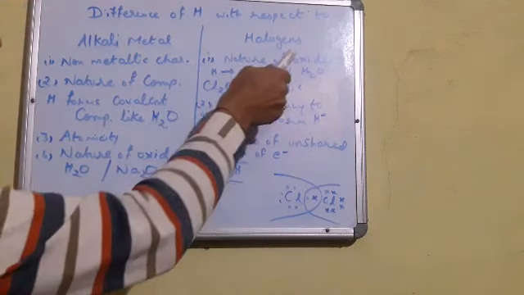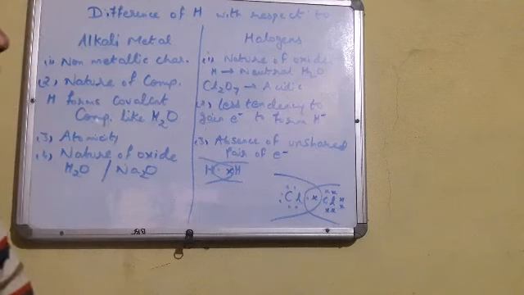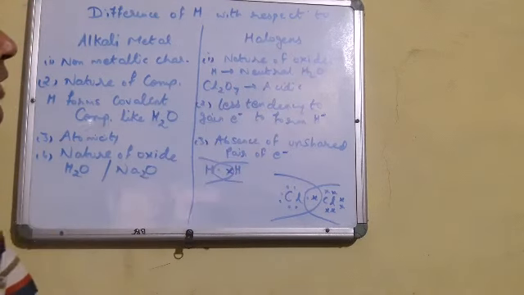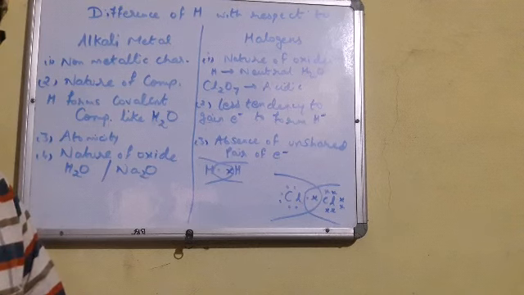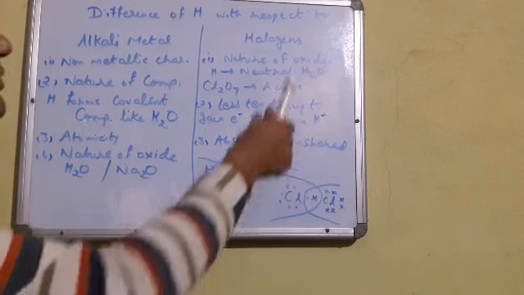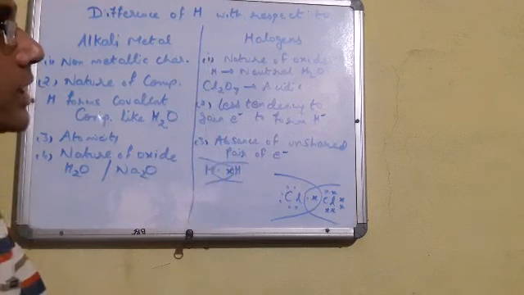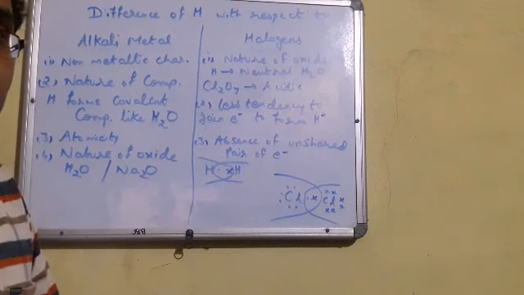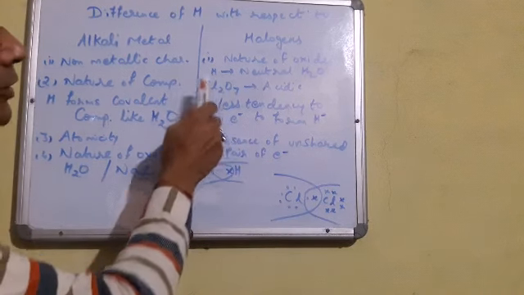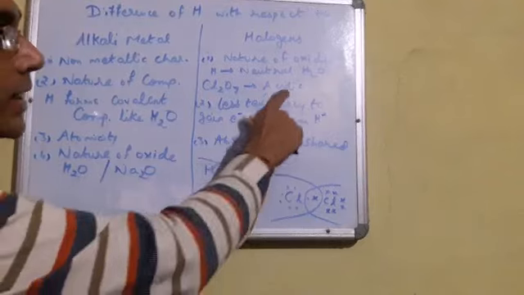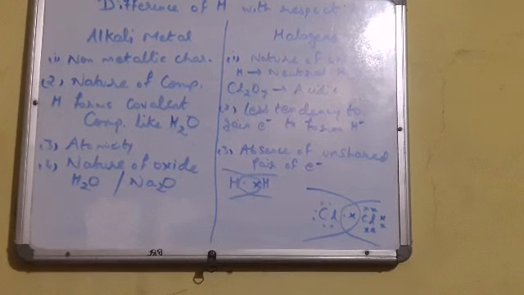Next, how is it different with respect to halogens? Let's see. First point is nature of oxide again. When hydrogen combines with oxygen, it forms a neutral oxide, that is water. Water is neutral. Whereas we know that non-metallic oxides are acidic in nature. Non-metallic oxides are acidic, that means they turn blue litmus to red. For example, this is an oxide of chlorine, Cl2O7. It is highly acidic in nature.